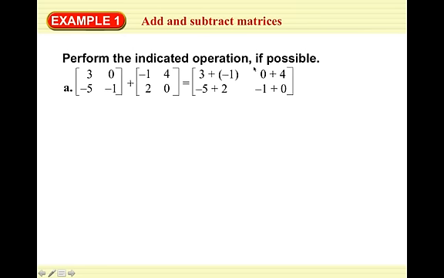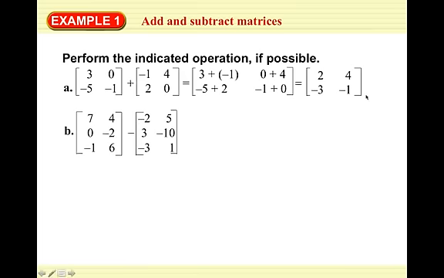Let's move on to the first row, second column. So 0 plus 4 is going to give me 0 plus 4 there. Then I'm going to have negative 5 plus 2 and negative 1 plus 0. And then I just simplify. So I get 2, 4, negative 3, negative 1.